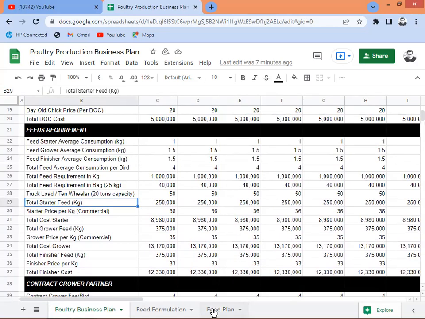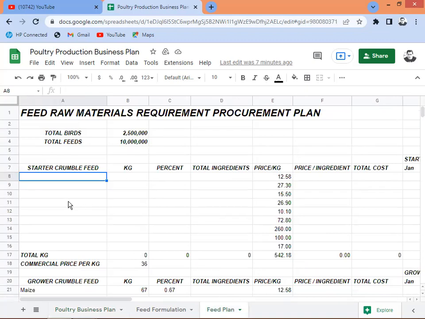So going back to the new sheet, for your convenience, I have already prepared the template here, which says total birds to be produced is 2,500,000, and the total feeds that we're going to produce is 10 million kilograms of feeds. Okay, so in order for us to be able to feed our broiler chicken, we need to produce our own feeds.